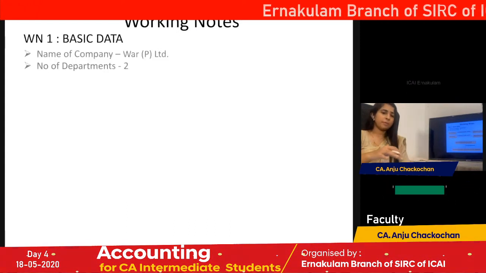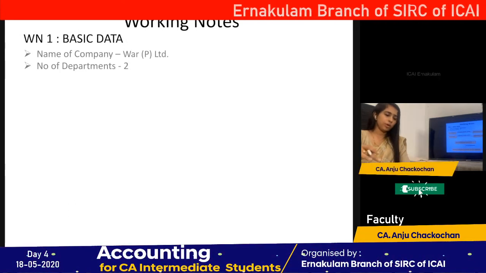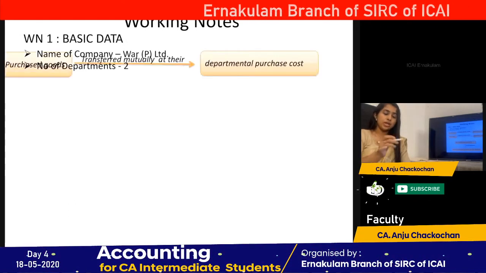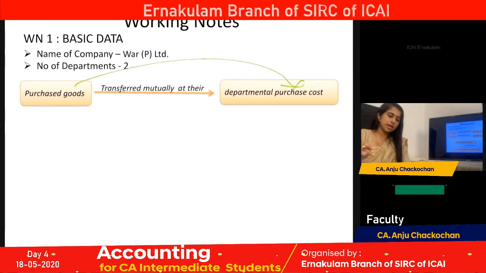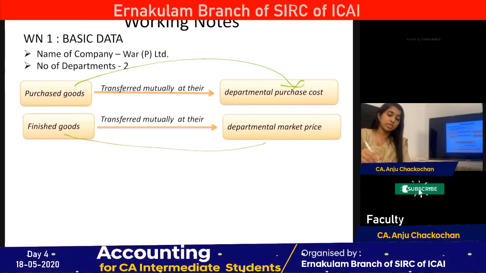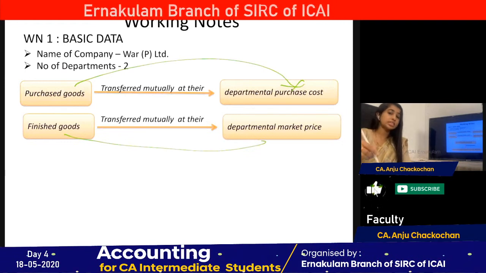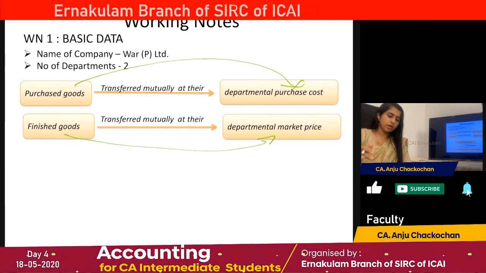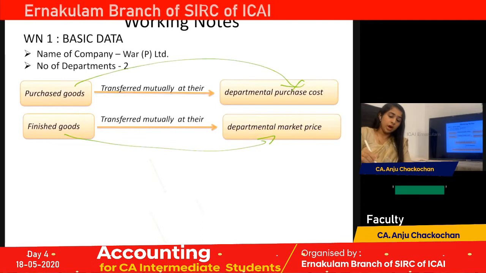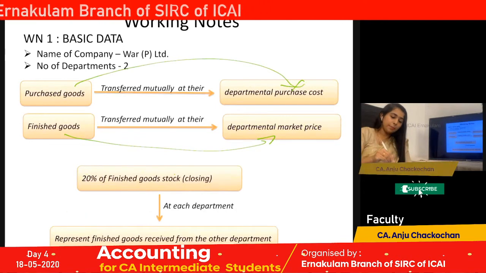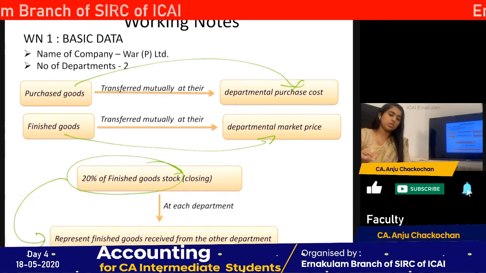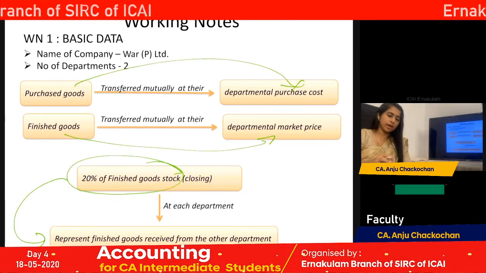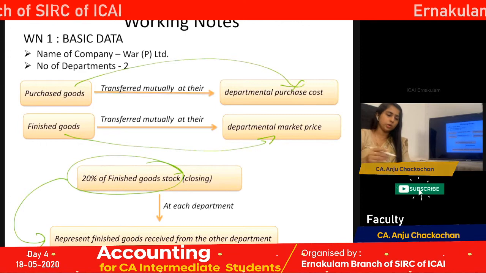The name of the company is War Private Limited, and we have 2 departments in the picture. Purchased goods, as I said before, are transferred at cost, and finished goods are transferred at market price. Hence, we have the concept of stock reserve. And of each department, 20% of finished goods is actually from the other department. So these are the 3 working notes to be done. Only 3 working notes.